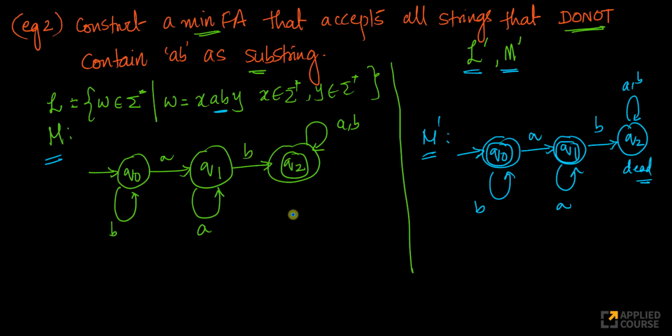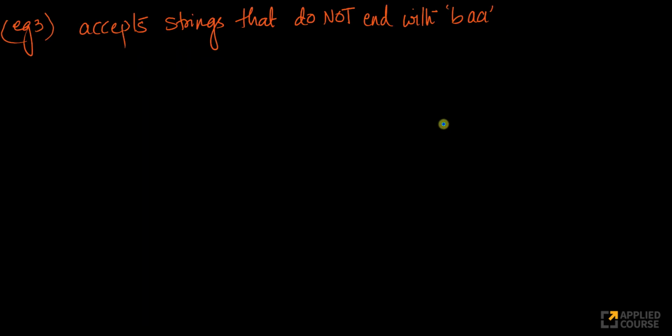This is a very nice example. Sometimes instead of building this automata directly, it's easier to build a complement of it. Once I get the complement of it, I'll again take the complement of it to get the automata that I want to build. Right? Very simple example. Let's look at some more examples like this.